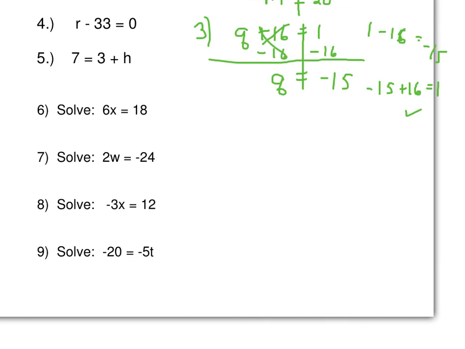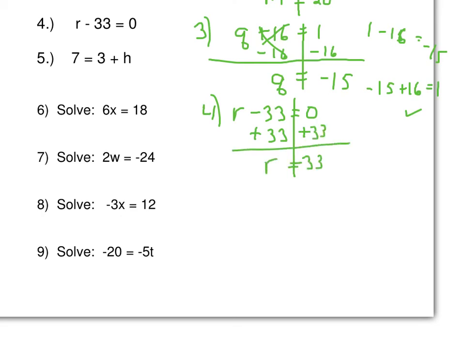Okay, number 4, I have r minus 33 equals 0. Draw my line to separate the left and the right side. We're going to add 33 to both sides. So I get r equals 33. And I'm not going to check. You know how to check. You can check them, but I'm not going to do that now. All right, let's go to number 5.